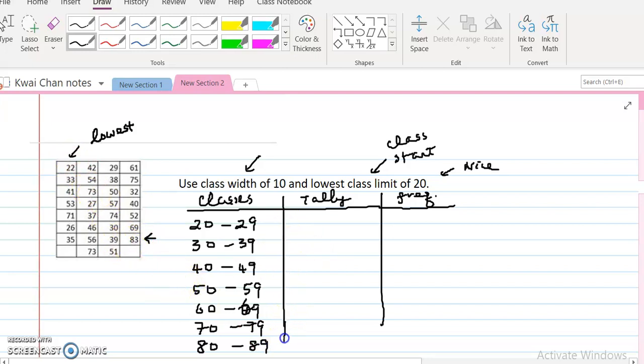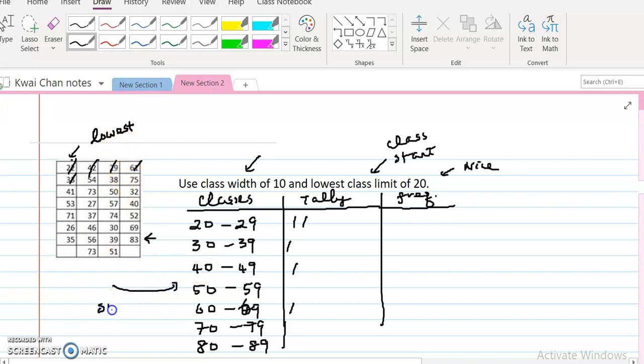Now you do the tally. What you do is look at, okay, 22 belongs to this class. You do one mark. 42 is here, 29 is here. So that's what you do. 61 is in the 60s, 33. You get the idea. And then after you do all the tallying, you write down the numbers, and there you have the frequency distribution. You can see that it actually records the data. You summarize the data. So this is a summary.